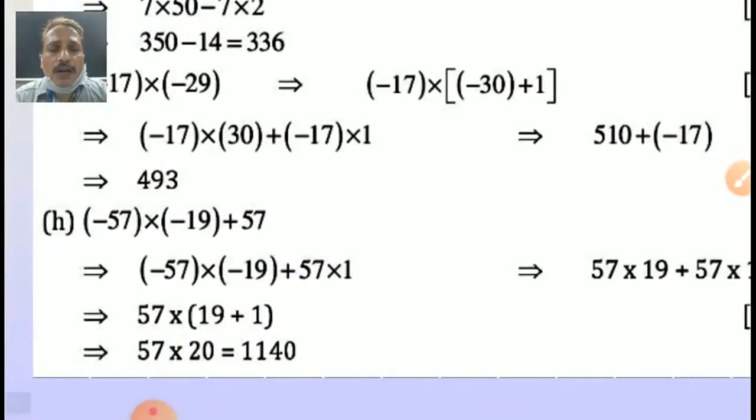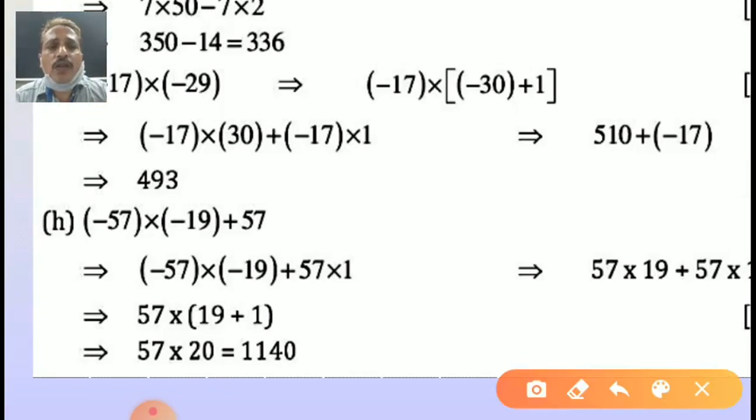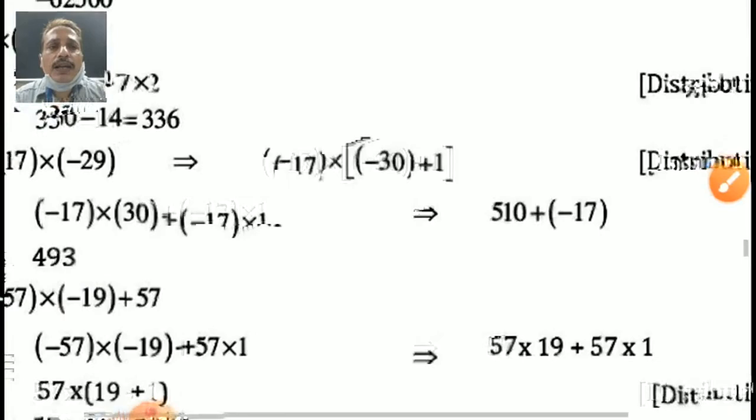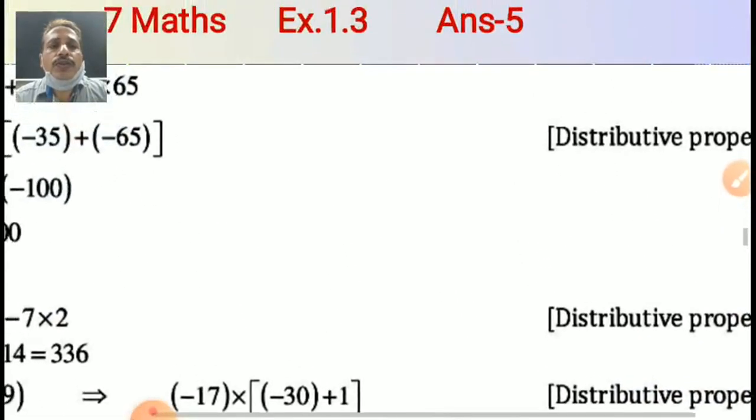Yes, last but not least, 57 multiplied by minus 90 plus 57. Yes, 57 into 1 actually is there. So both numbers have 57 common. Here also 57 is common, here also 57 is common. So 19 plus 1. Is it or not, students? Yes. Minus into minus gives plus 19. So 19 plus 1 gives 20. It gives us 1140. Here are your answers of question number 5. Okay. We used distributive properties. Thank you.